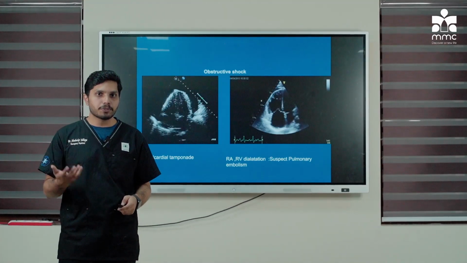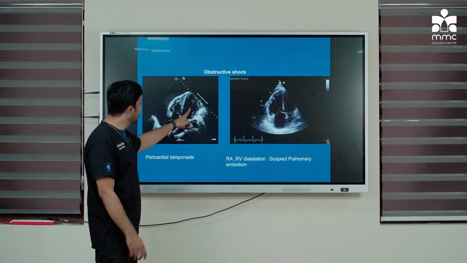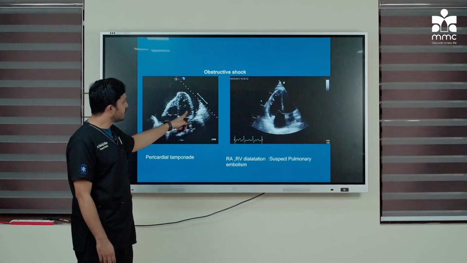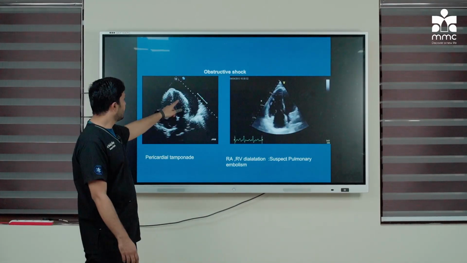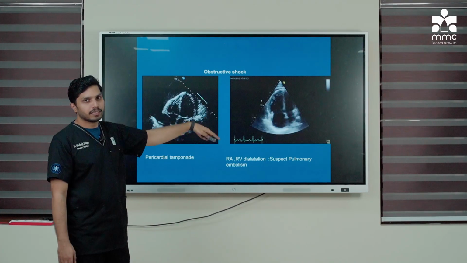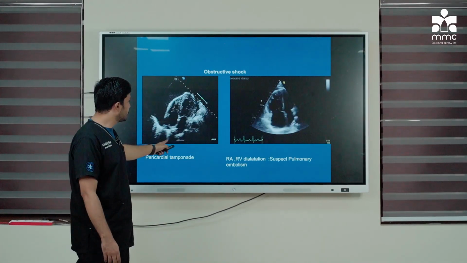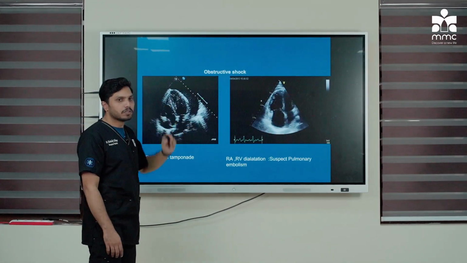It is a type of obstructive shock where the heart is pumping well, but the pumping of the heart is compromised by the obstruction from outside. This type of shock is called an obstructive shock.